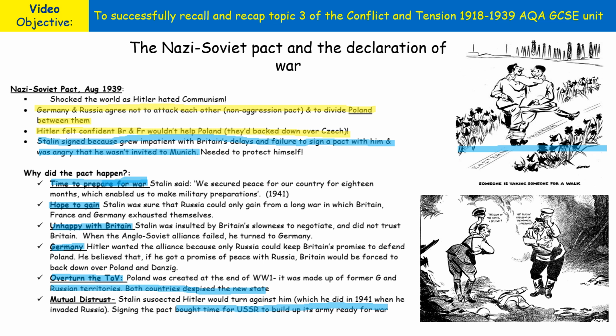Don't forget, this is a pact, it's not an alliance that was signed by Hitler and Stalin. So if Germany or the USSR declared war on another country or went to war with another country, Germany or the USSR wouldn't join in and fight automatically as well. It was just a non-aggression pact.